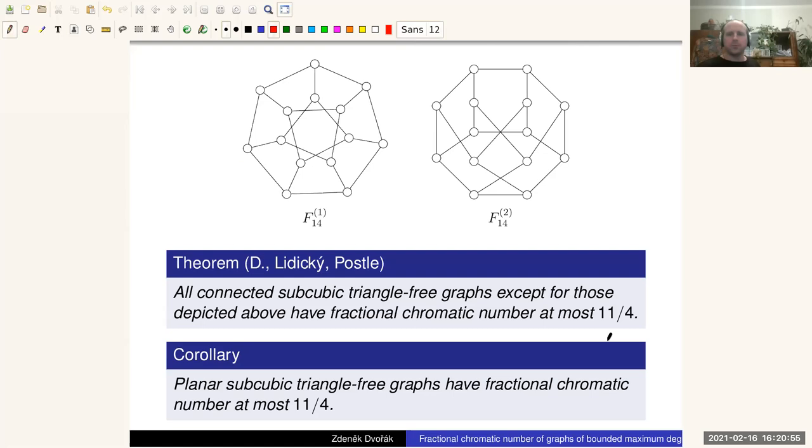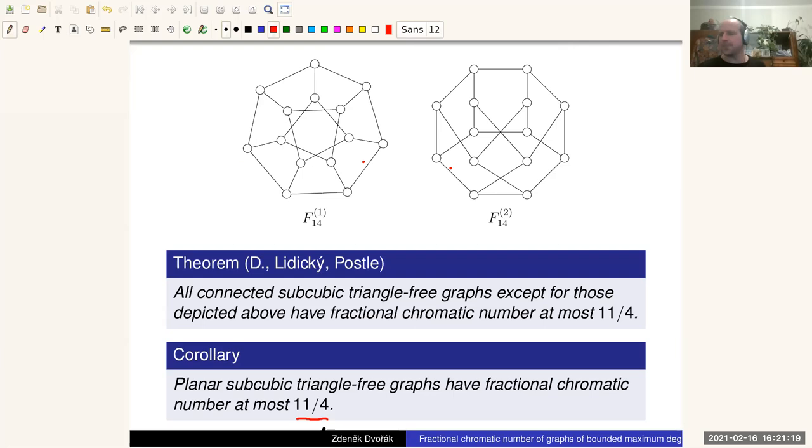So we have this result, and of course, because these two forbidden graphs are non-planar, it follows that planar subcubic triangle-free graphs have fractional chromatic number at most 11/4, which is the best improvement that we have towards this conjecture of Heckman and Thomas.